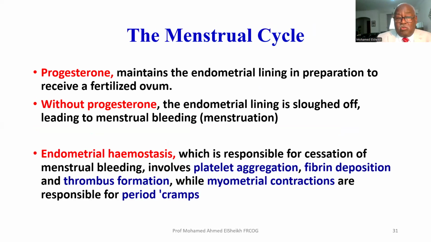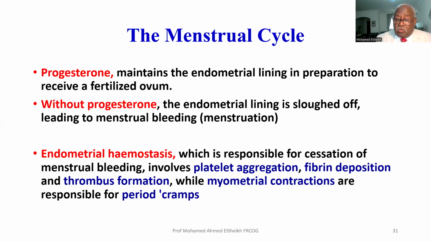So what does progesterone do? Progesterone maintains the endometrium lining in preparation to receive a fertilized ovum. So without progesterone, the endometrium lining is sloughed off, leading to menstrual bleeding. It supports certain growth to support the fertilized ovum for implantation. If fertilization does not occur, the endometrium, the functional layer, will be sloughed off.